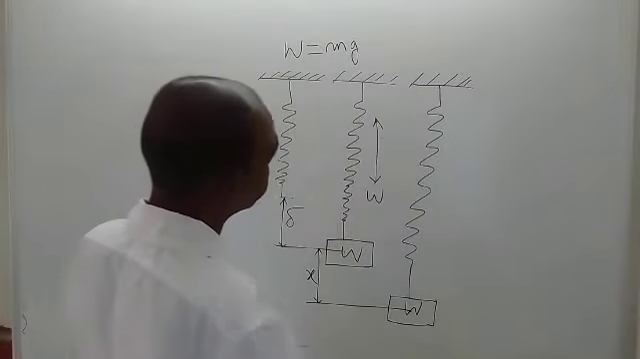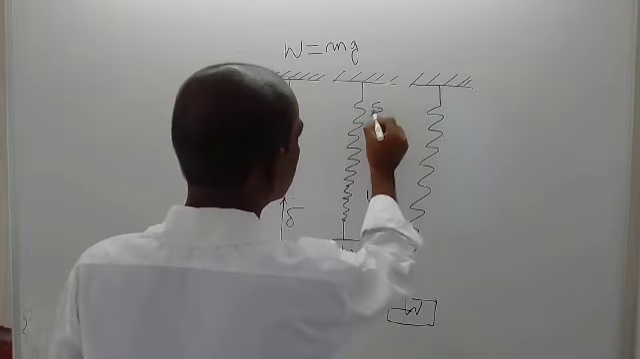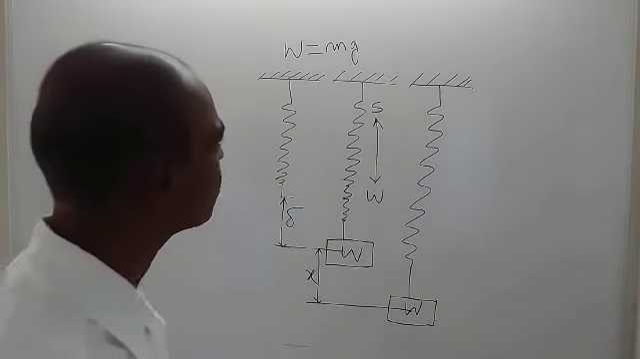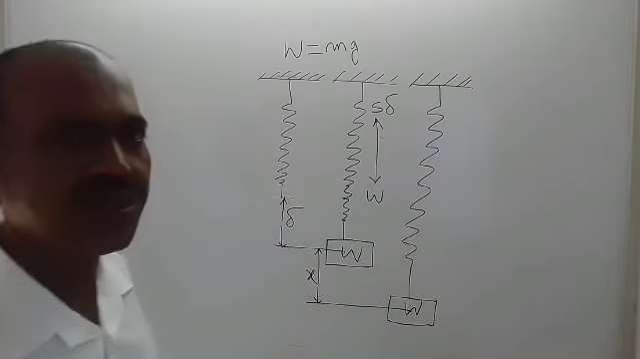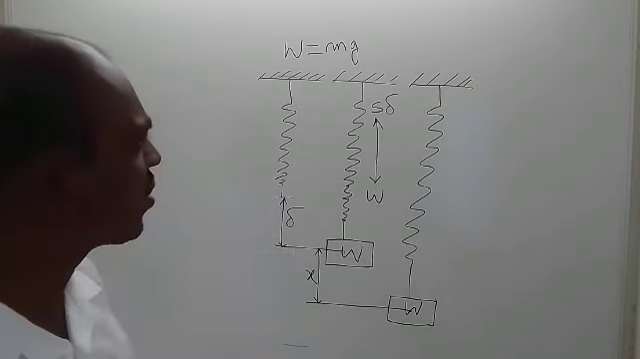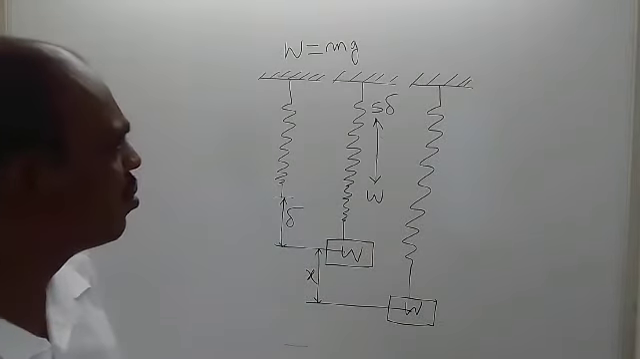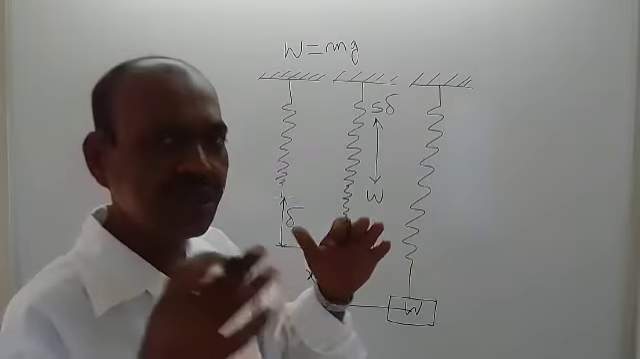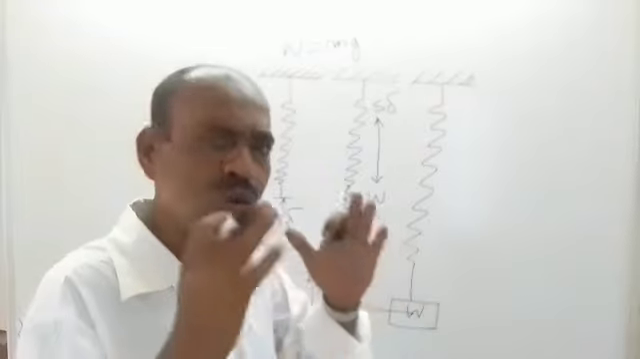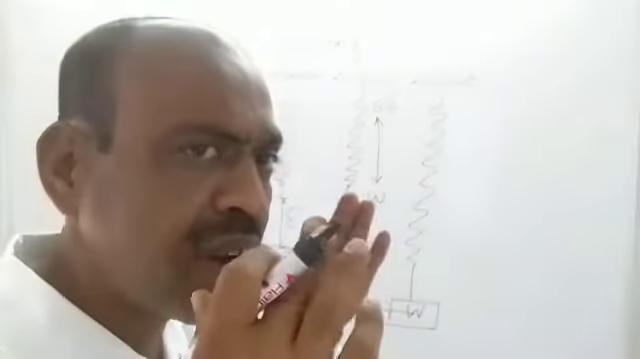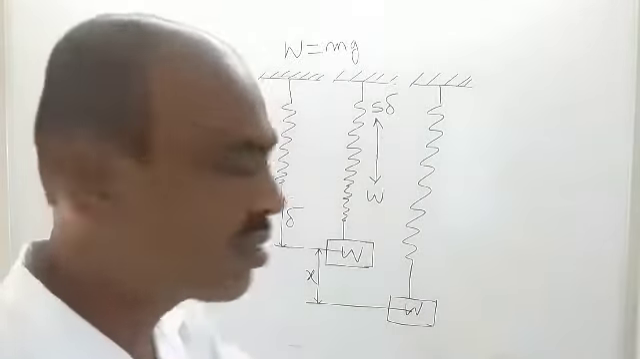So here, if S is the stiffness of the spring, then S into delta is the upward force, where delta is the deflection due to this weight W. Okay, S is equal to what? It is weight per unit deflection, or load per unit deflection, or force per unit deflection. S is defined that way, stiffness.